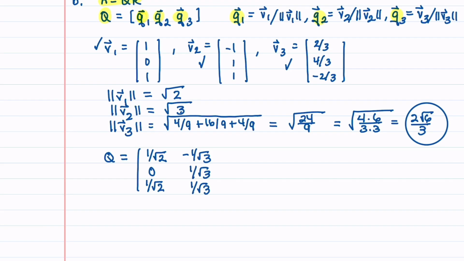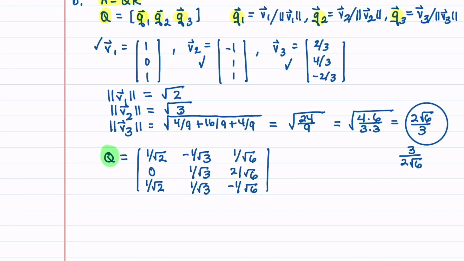And then our last one, we're going to have V3 divided by that number. So when we divide by this number, we're going to multiply by 3 and divide by 2 root 6. And we're going to multiply V3 by this. Our 3 and our 2 are going to cancel, and we're going to have 1 over root 6, and then a 2 over root 6, and then lastly, a minus 1 over root 6. I'm going to highlight this because this is the matrix Q. That's part of our factorization.